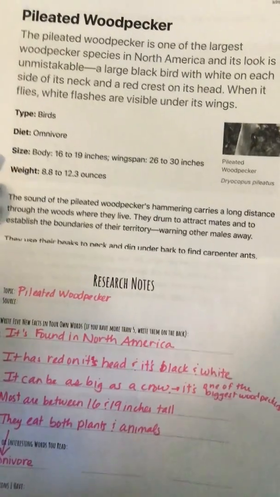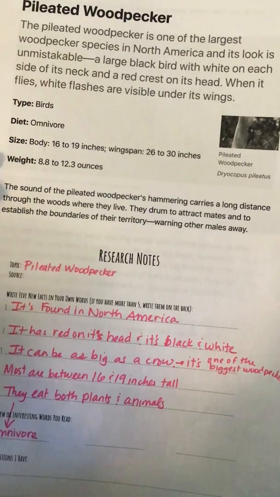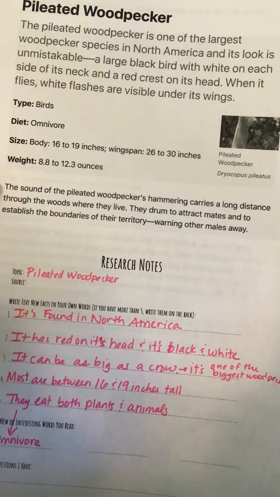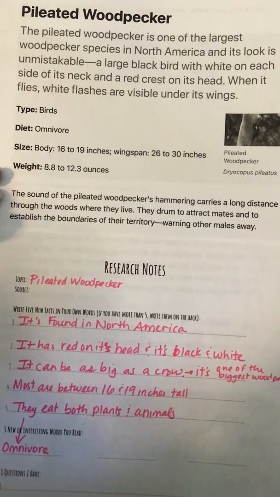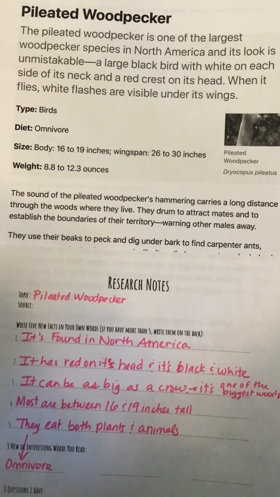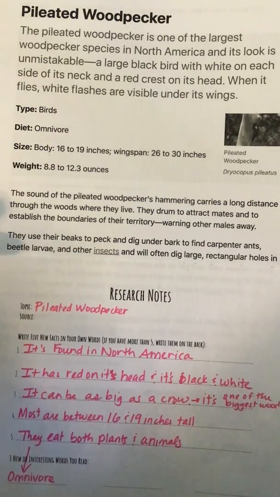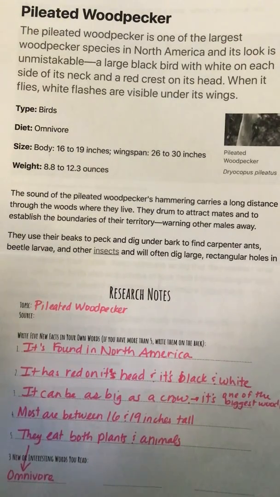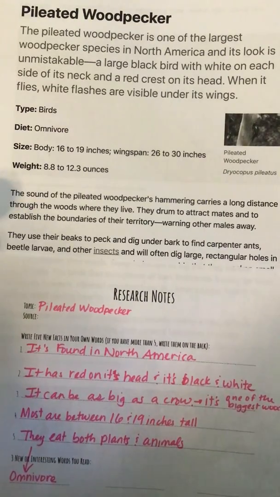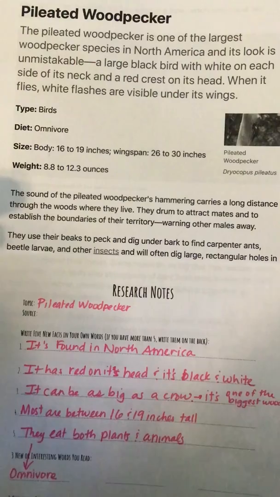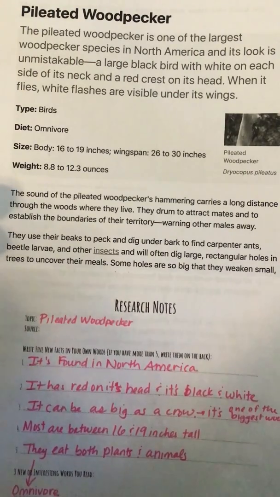The sound of the pileated woodpecker's hammering carries a long distance through the woods where they live. They drum to attract mates and to establish the boundaries of their territory, warning other males away. They use their beaks to peck and dig under bark to find carpenter ants, beetle larvae, and other insects, and will often dig large rectangular holes in trees to uncover their meals.